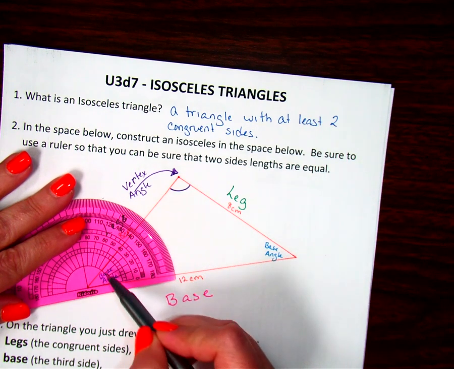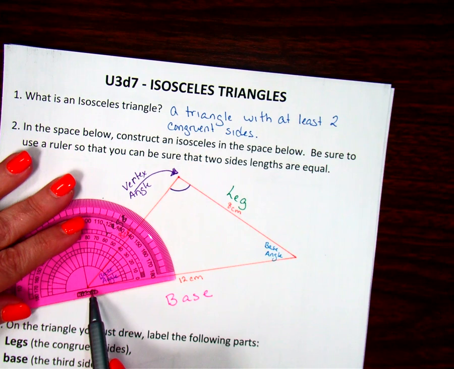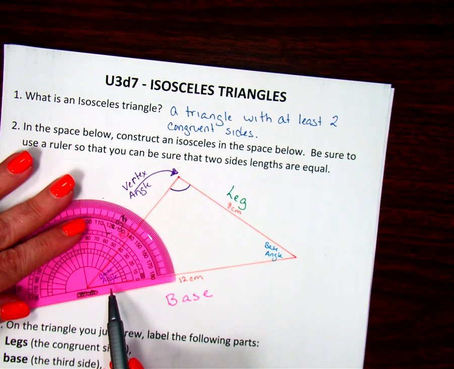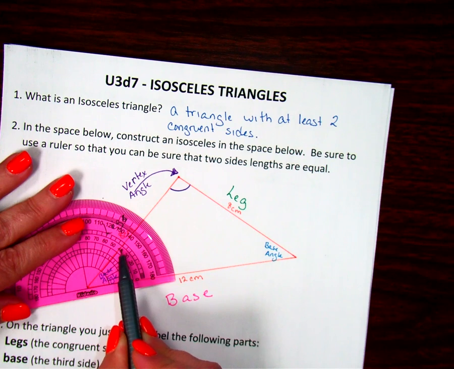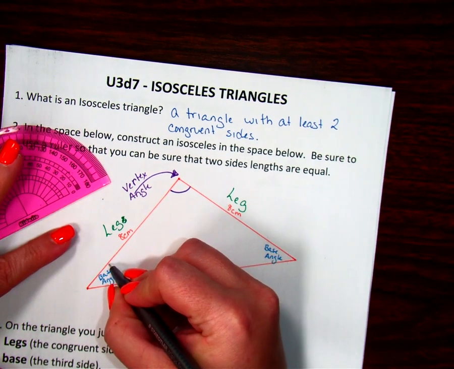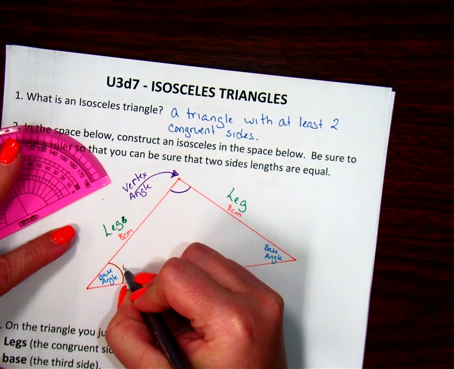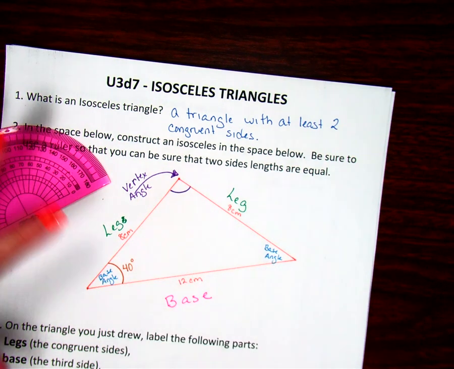So which angle is this? Is it 40 or is it 140? When I look out, I go to where the 0 is. My 0 is on this inside set of numbers, not the outside, but the inside. So I go with the inside set. We are at 40 degrees. So this angle right here is 40 degrees.